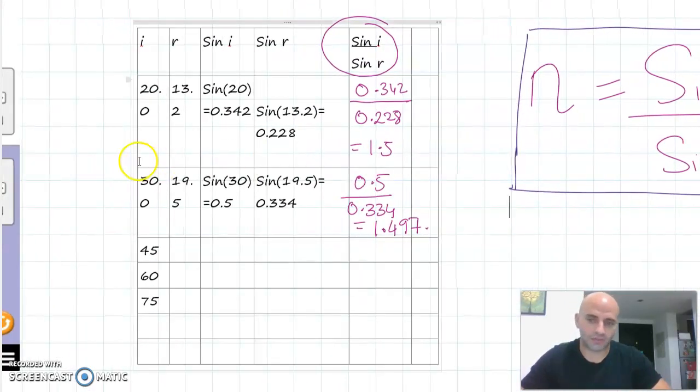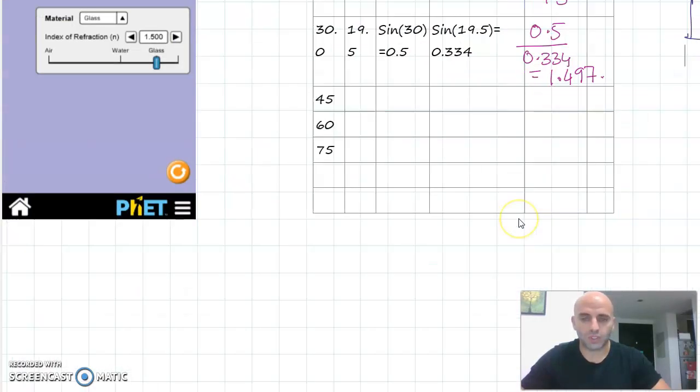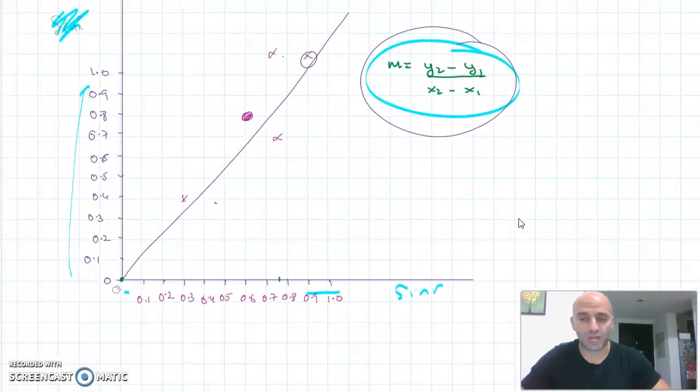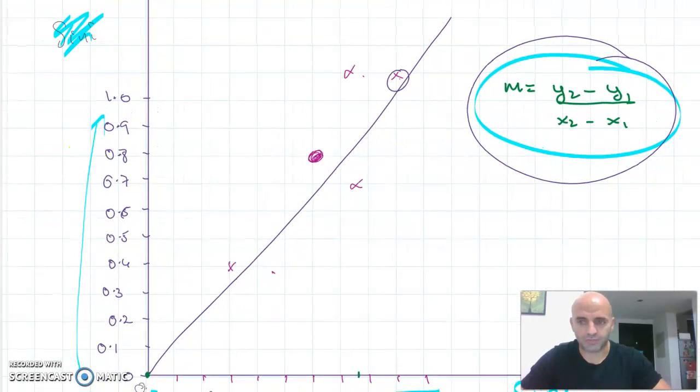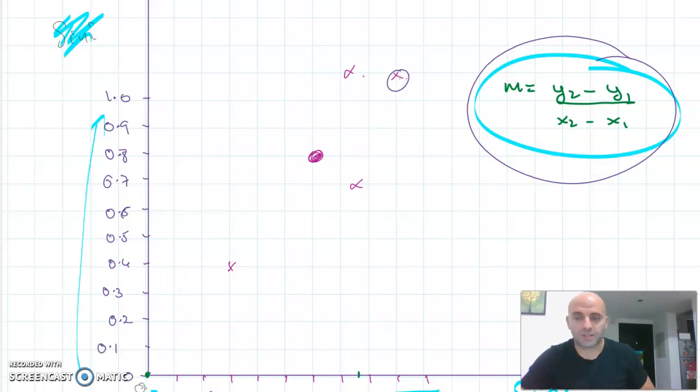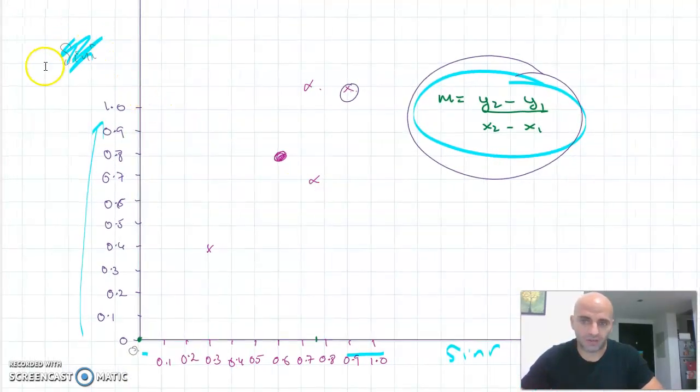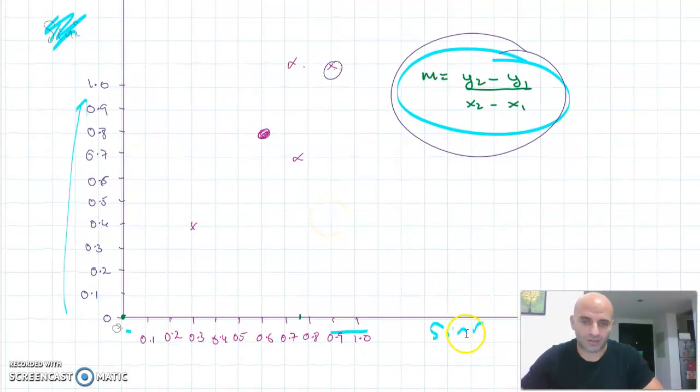Once you've done that for your data, what you need to do is try your best to graph it. I mentioned this to you, but just as a reminder, the sine of a number goes from 0 up to 1, so you need only have on your axis between 0 and 1. You have the sine of the angle of incidence on the vertical axis and the sine of the angle of refraction on the horizontal axis. You plot your points. Please do that as carefully as you can.